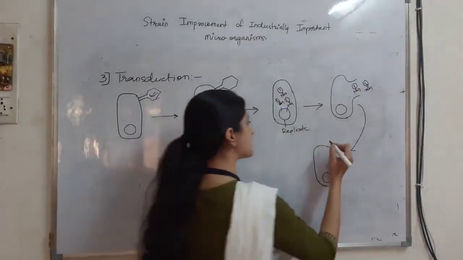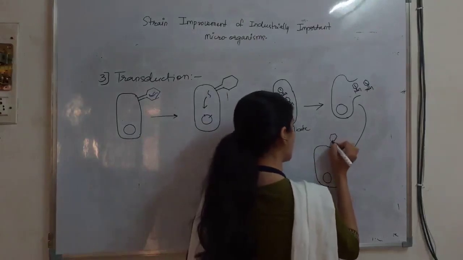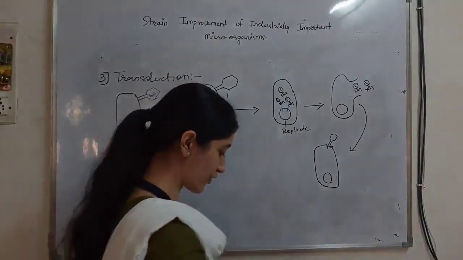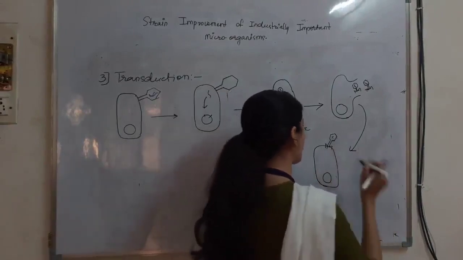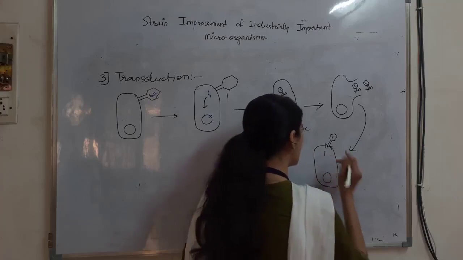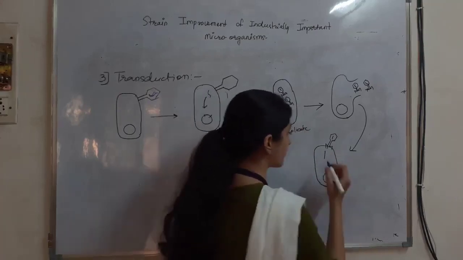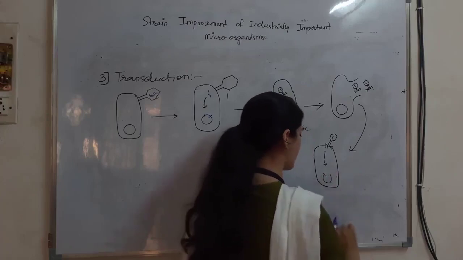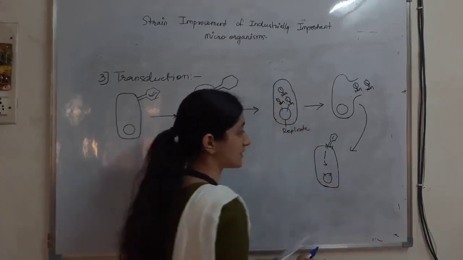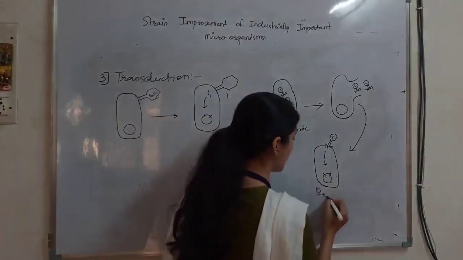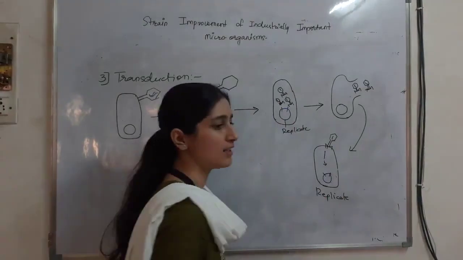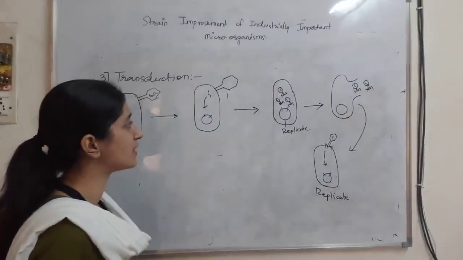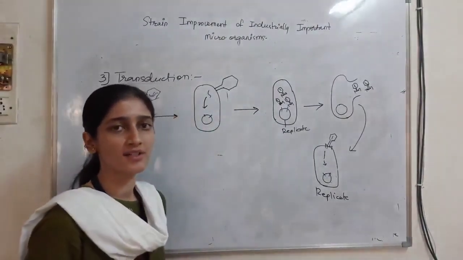of the same bacteria, and now this cell is going to attach onto a new cell, and it is going to transfer its genetic material, which consists of both, into the bacterial cell. Now this is going to incorporate itself into the bacterial cell, and this will replicate, forming a crossover and then finally forming a recombinant DNA. So these are three processes of genetic recombination, which is transformation, transduction and conjugation.